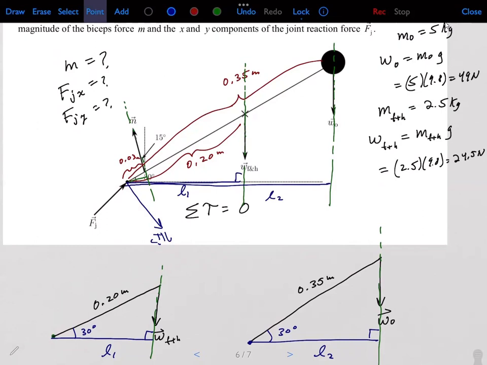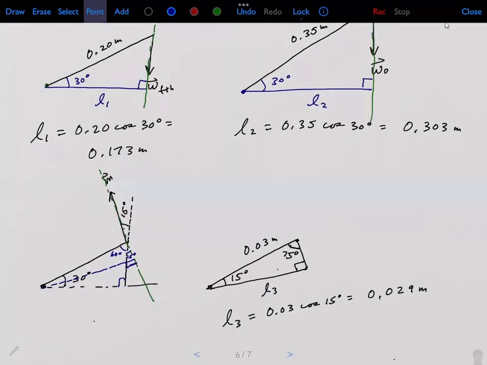The only thing that was trickier about this one is these moment arms were trickier, right? They weren't just nice, easy horizontal distances. We had to do a little bit of trig, especially with this muscle one. We had to figure out, it was acting at an angle of 15 degrees, and the arm itself was at 30 degrees. So we had to do a little bit of geometry here to figure out exactly what that moment arm was for the muscle force. So that was a little tricky. Okay, hopefully that was helpful.